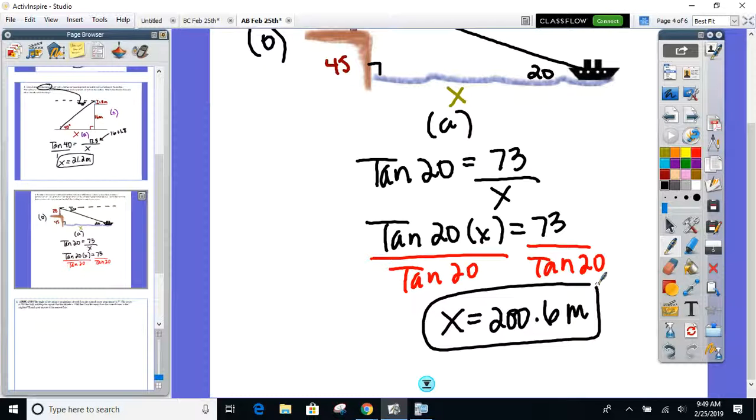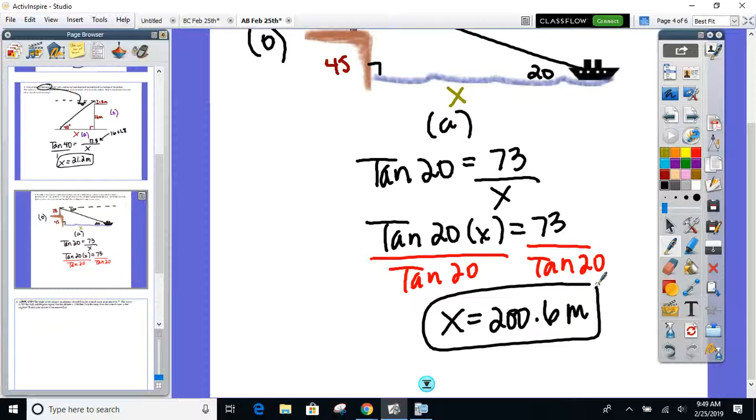Okay, a lot of people doing well, coming around, taking a look. You may have not used 20, you may have used 70. That's fine. Then it would be flipped. But either way, whether you use 20 degrees or 70 degrees in your ratio, it should have been 200.6. Any issues?